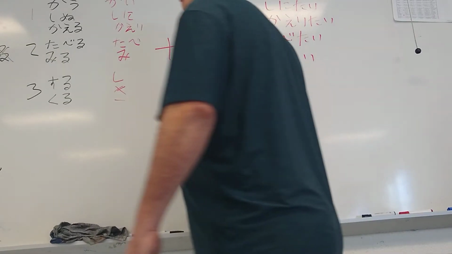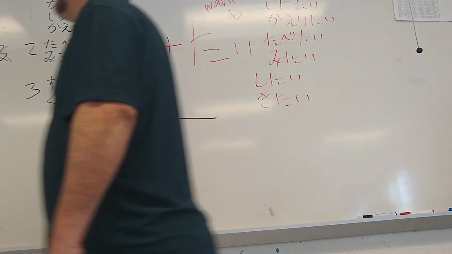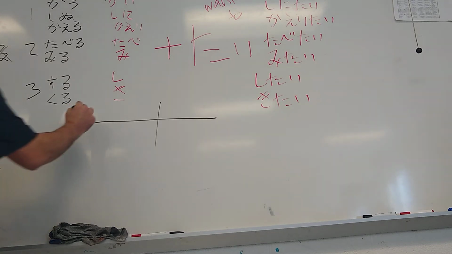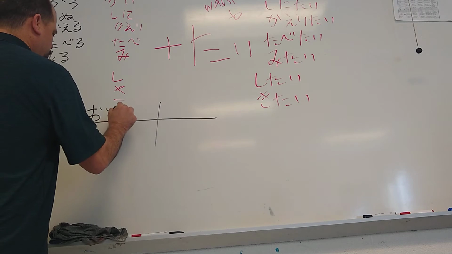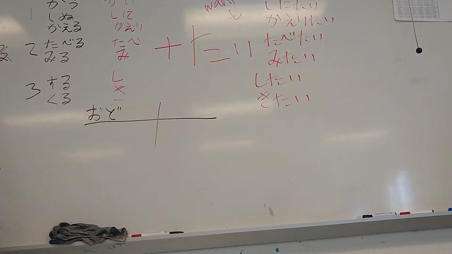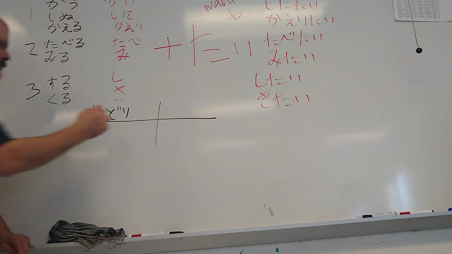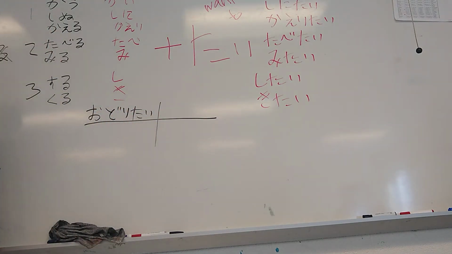Okay? So all of these are ways of saying I want to do blank. They work with any verb. And let's go ahead and conjugate it to the four forms. Okay, so let's use a verb. Someone give me a weird verb to use. To dance. Odoru. Okay, so odoru is not a ru drop verb that ends with ru, like kairu. So we're going to say odori, and then tai at the end. Odoritai. I want to dance.